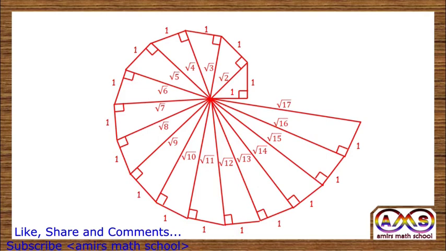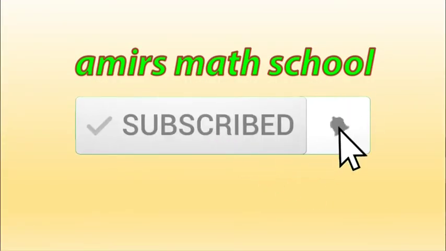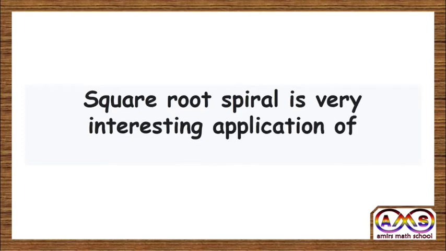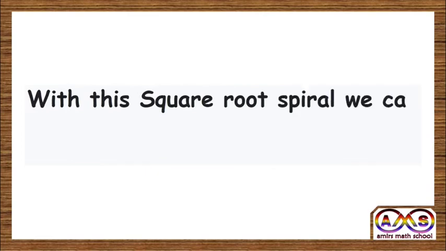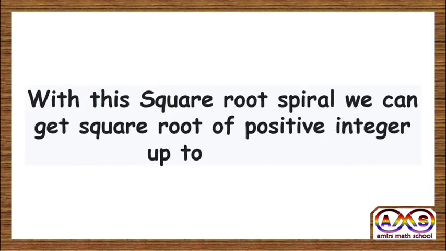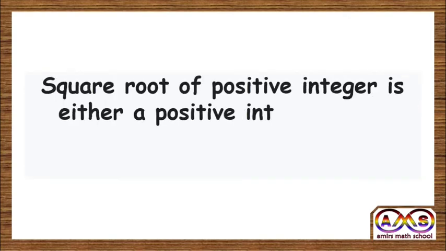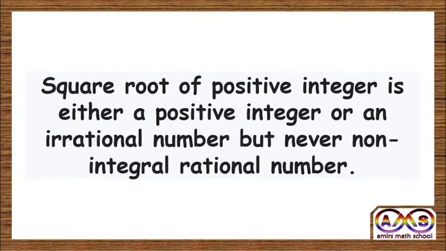The visual presentation of this right angle triangle looks like a spiral, which is known as the square root spiral. The square root spiral is a very interesting application of Pythagoras theorem in numbers. With this square root spiral, we can get the square root of positive integers up to infinity. The square root of a positive integer is either a positive integer or an irrational number, but never a non-integral rational number.